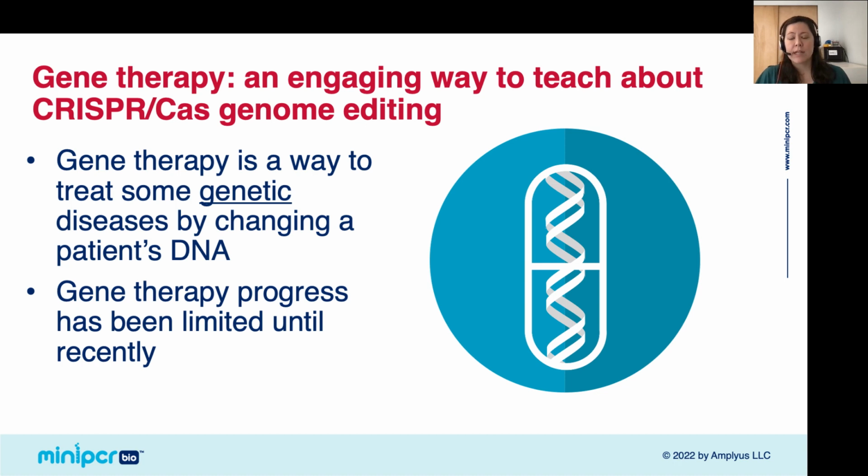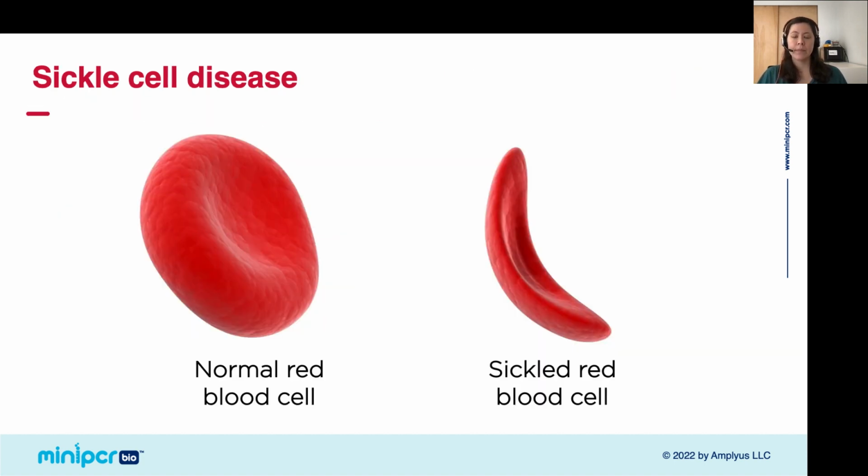This was a major technical limitation until quite recently, and we'll talk a lot more about this when we discuss CRISPR-Cas genome editing. To explore the power of gene therapy, we'll use the example of sickle cell disease. Remember that gene therapy can only be used to treat diseases with a genetic cause. Sickle cell disease is caused by a mutation that distorts red blood cells from their classic biconcave shape, which you can see on the left, into sickles, which you can see on the right.